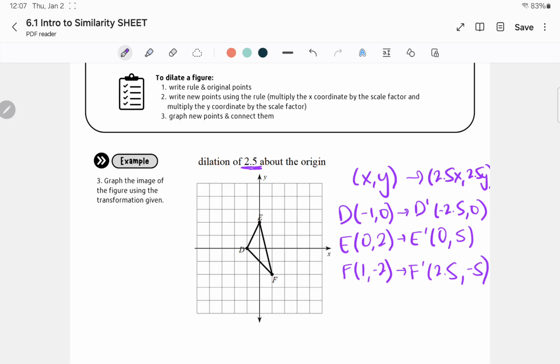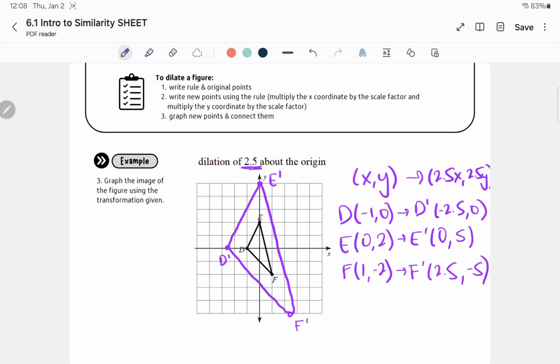And now we're going to plot. -2.5, 0 is right here. This is D prime. 0, 5 is up here. That's E prime. And then 2.5, -5 is going to be right here. And see how we've made this bigger by about 2.5. Don't forget to connect the dots.